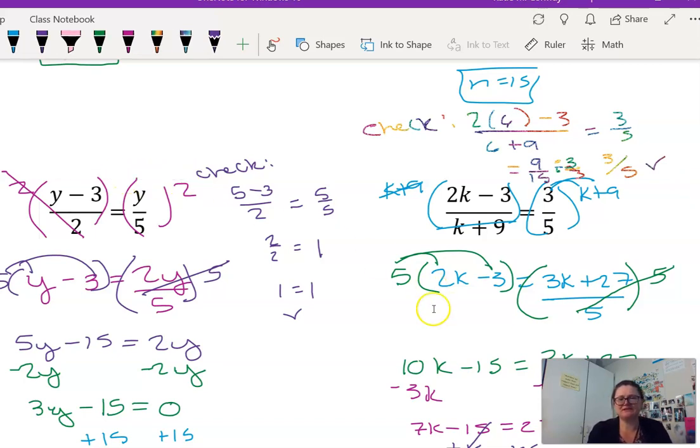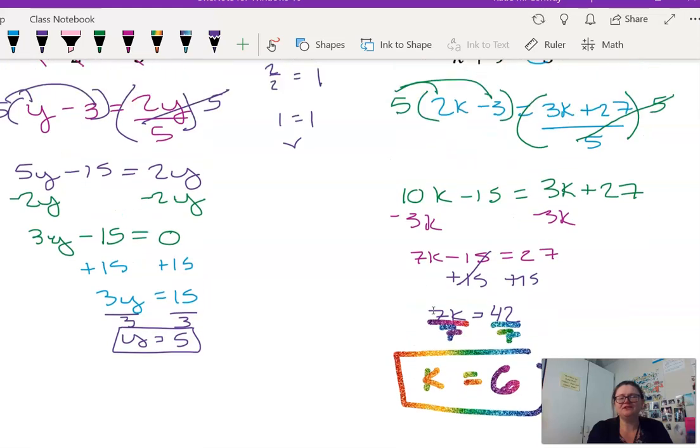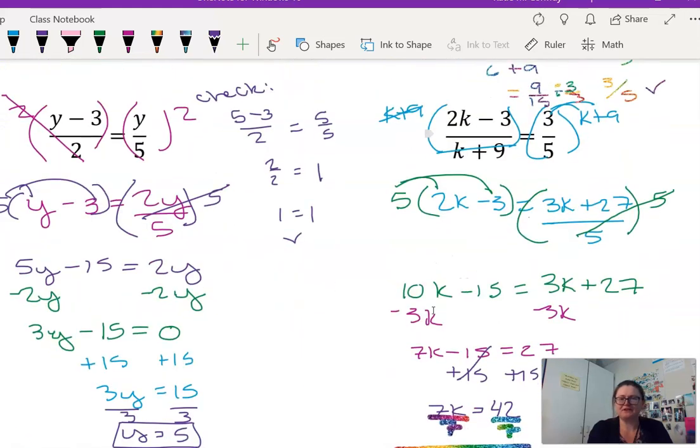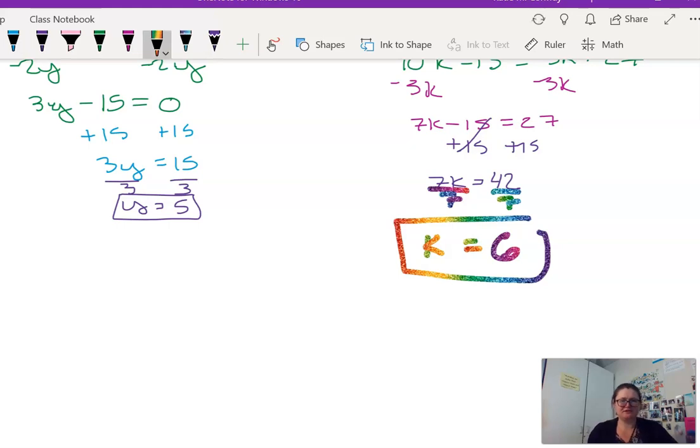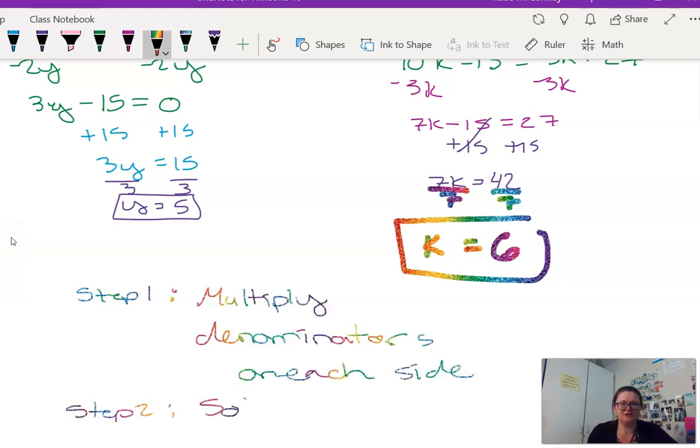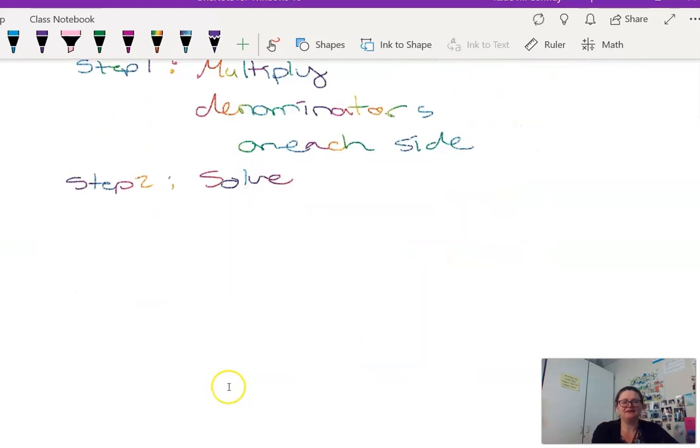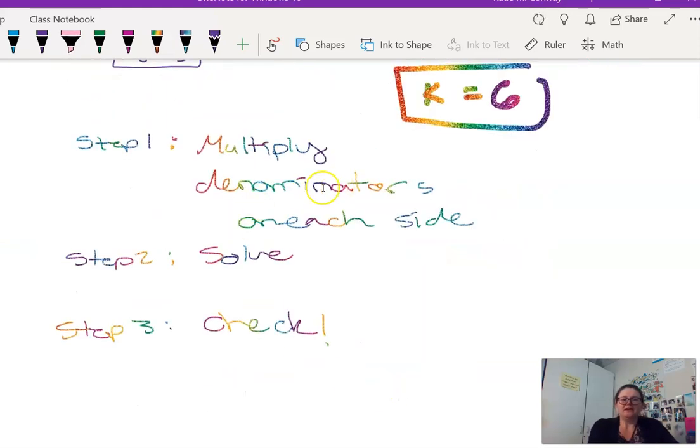Okay, and that's kind of messy looking now, but hopefully you see the gist of what we're doing here. So let's write down our steps really quick for those of you who like steps. Step 1, multiply the denominators on each side. Step 2, solve. And then finally, step 3, check. And make sure when you're multiplying those denominators that you are multiplying the same number on each side. And so you're going to have to repeat this 2 times.